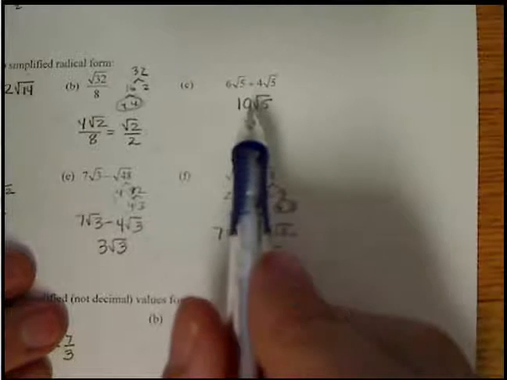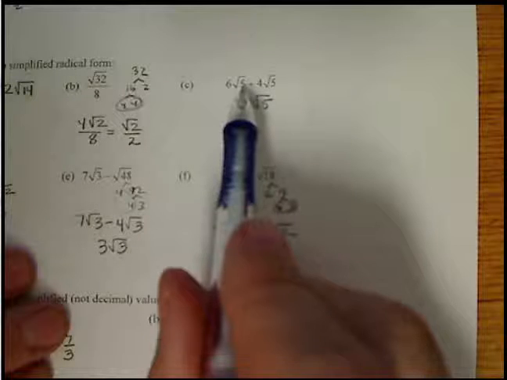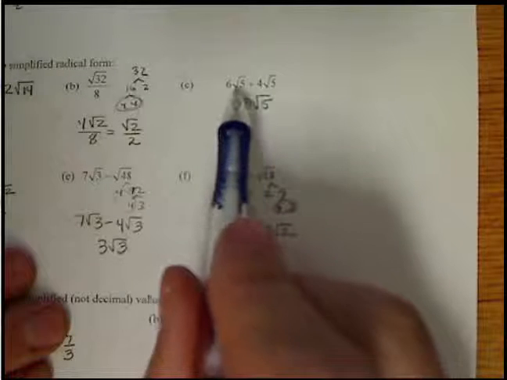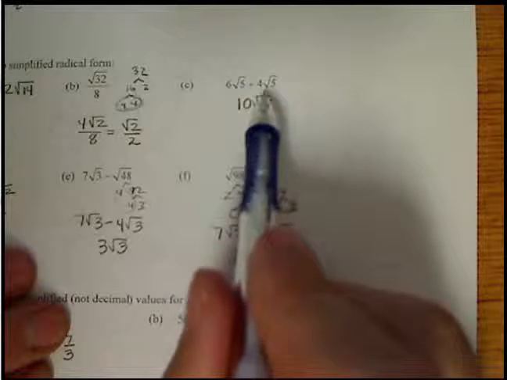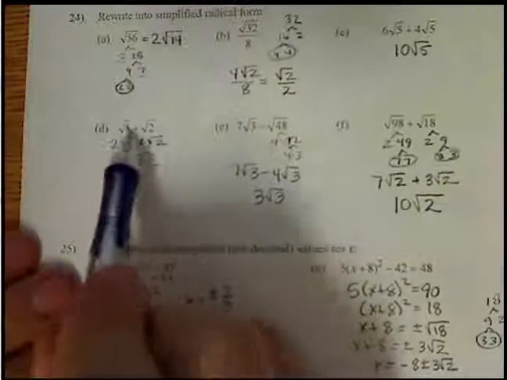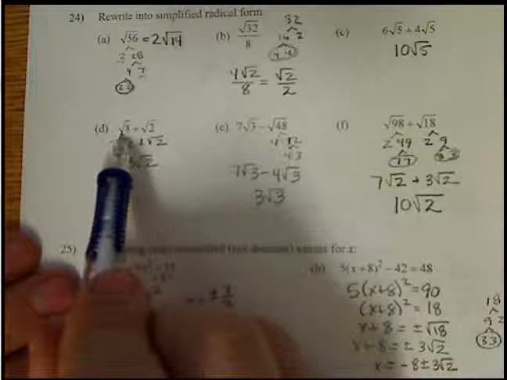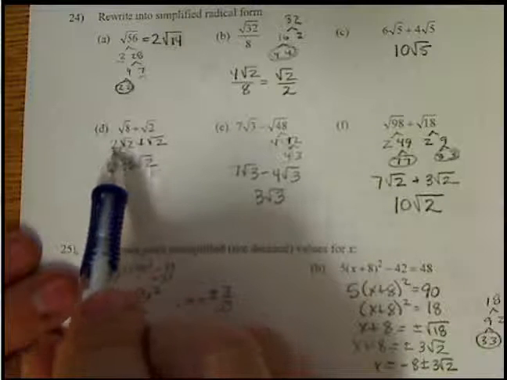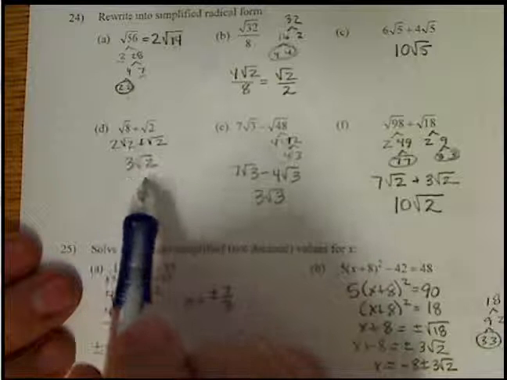When you add square roots, they have to match, just like x's. It's like 6x plus 4x equals 10x. So I have 6 root 5s plus 4 more root 5s gives me 10 root 5. These guys don't match right now, but I can simplify square root of 8. 8 is 2 times 4. Square root of 4 is 2, so I get 2 root 2 plus 1 root 2 gives me 3 root 2.